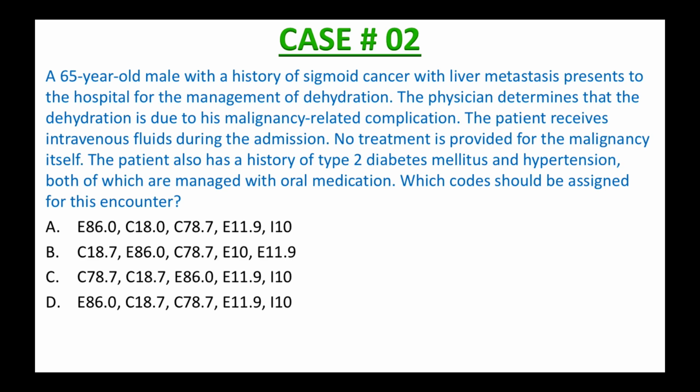Focus instead on the group of codes listed in the first column, A, B, C, and D. A and D have the same code, E86.0, so they are in the same group. B and C also share the same code, C18.7, so they belong to the same group. Now you have two groups with two different first listed codes, E86.0 and C18.7. I want you to pause the video, open the ICD-10-CM book volume 1 and look up these two codes to find out what they are about. Please do it now.